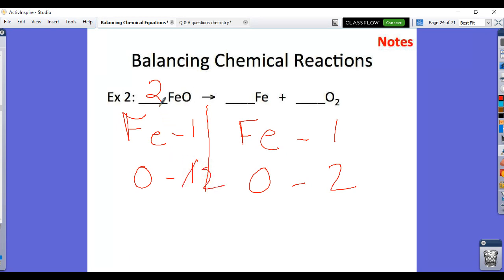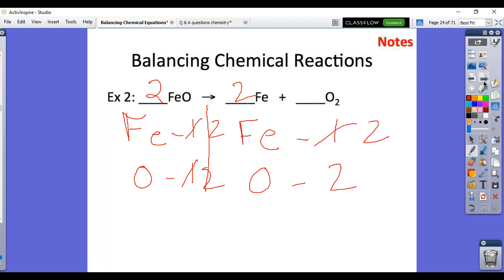But it also changes my iron. 2 times 1 iron is 2. So now that tells me I've got to go over here and make this iron 2. So it's a 1 here, so I'm going to put a 2. So 2 times 1 is 2. So now we have another balanced equation.